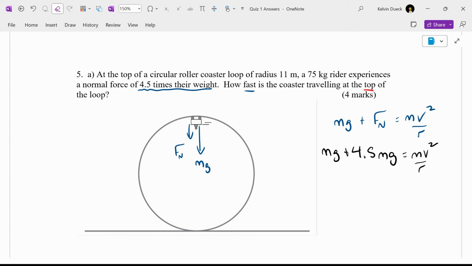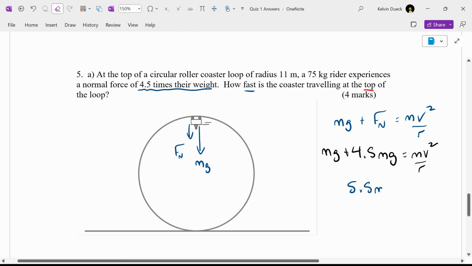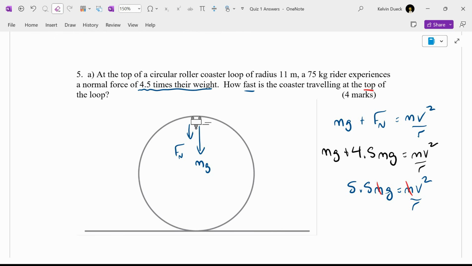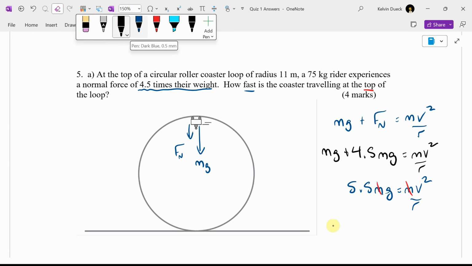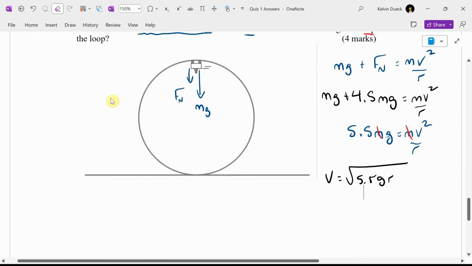You could cancel the m's out here. I waited one line because I said 1 mg plus 4.5 mg's. I said this is going to be 5.5 mg's, and that equals mv squared over r. Ooh, now the mass cancels, and I'm going to get the v by itself. Oh, hello, my old friend. I get the square root of gr. Oh, and a 5.5, but that's usually a clue that I've done it right if I get the square root of gr when I'm looking for a speed.